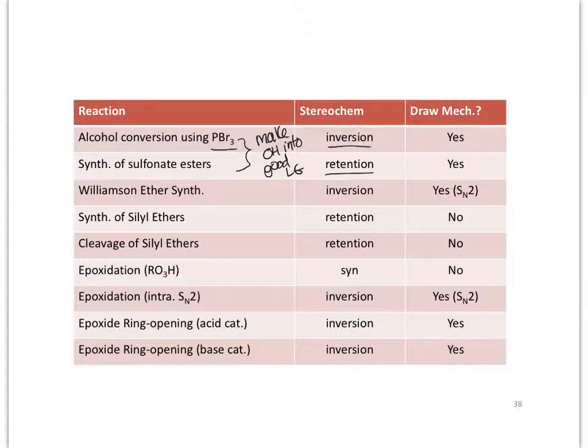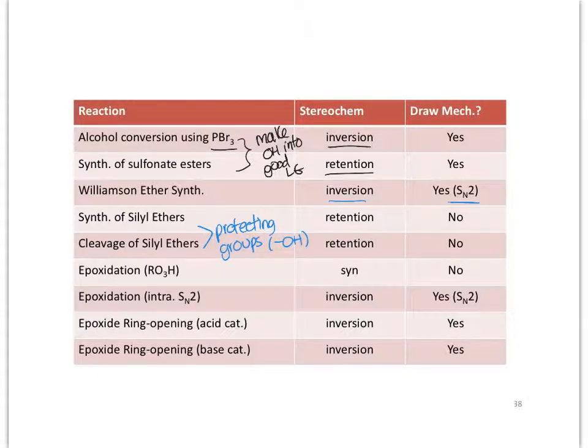The next one we did was not technically something new, we just put a name on it. So the Williamson ether synthesis involves making ethers via an SN2 reaction. So it does have inversion because it's just an SN2. Then we did the synthesis of silyl ethers, which was for protecting groups. So these two things are our protecting groups. Specifically, we use them to protect alcohols.